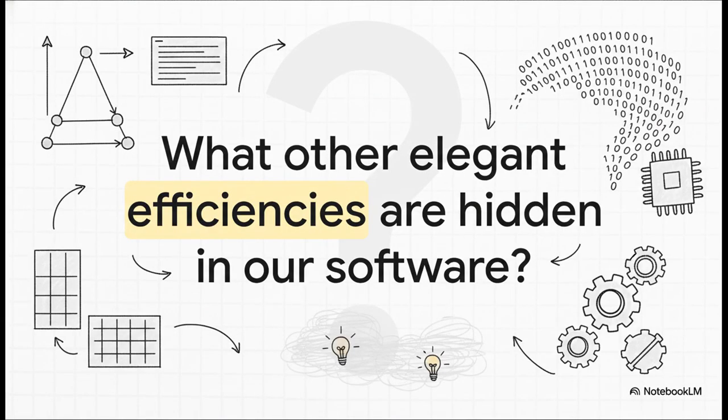And that kind of leaves us with a final thought to chew on. We've just looked at one tiny, elegant little trick for optimizing a single line of code. It really makes you wonder, doesn't it? What other invisible, genius systems are humming away under the hood, making all the technology we use every single day that much smarter and that much faster than we even realize?